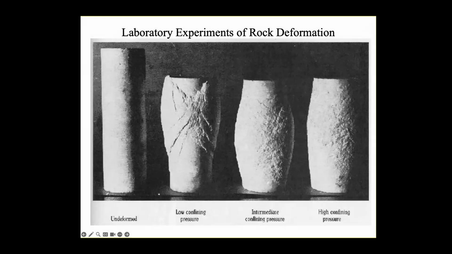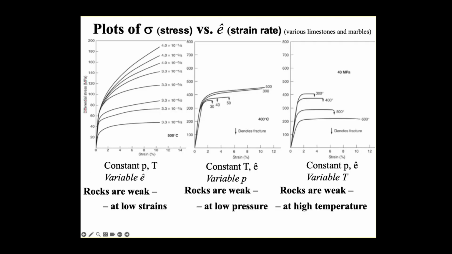All right, so here we've got laboratory experiments of rock deformation. On the left, undeformed. On the next one, we've got a low confining pressure, so we're seeing a lot of failure, fracture. And then on the right, high confining pressure, so we're seeing ductile deformation there, as we would expect. And we can plot curves of stress versus strain and see that. So these are the same things: differential stress on the y-axis and strain in percent on the x-axis. And this is for various limestones and marbles.